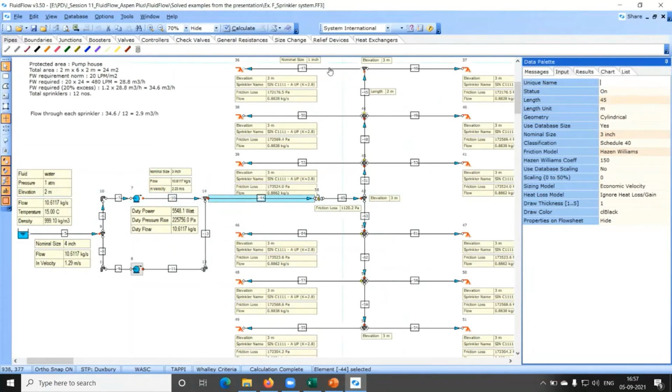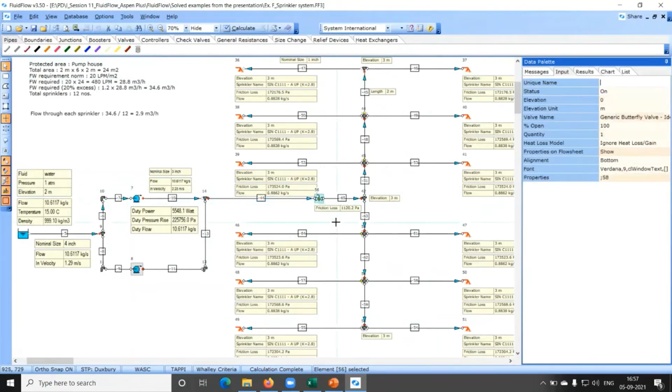Okay. Now suddenly there is fire in this petrol pump house. Then the signal from FNG will go to this deluge valve, right? And in that case, what will happen?